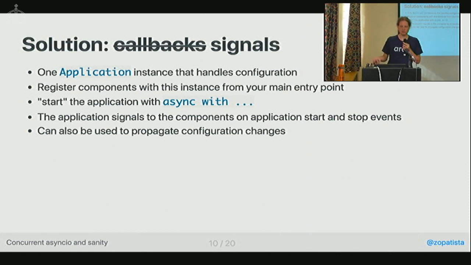So I created an application class. It loads configuration, and the application class can be accessed throughout the application code, and you can find the configuration there. I register components to it. And then I just use async with, so a context manager, to manage the lifetime of the application. The main entry point creates the application and starts the context. If the context exits, everything's torn down for me. Nice.